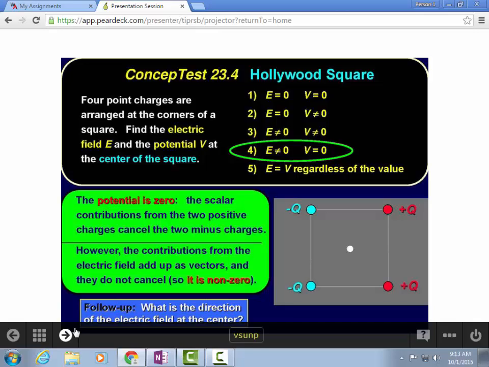So the fact that the electric field is non-zero and the potential is 0 there tells you what? What does that tell you? Well, if E equals dV/dr, right? No, it doesn't tell you much. I was thinking the other way around. Because you would get negative potentials.